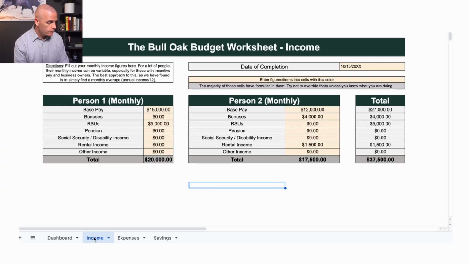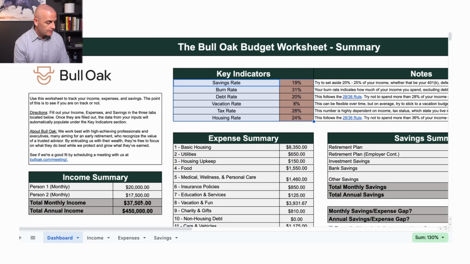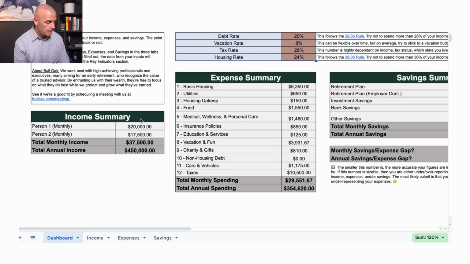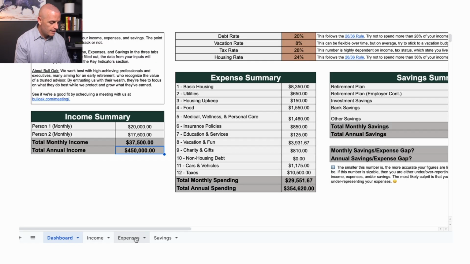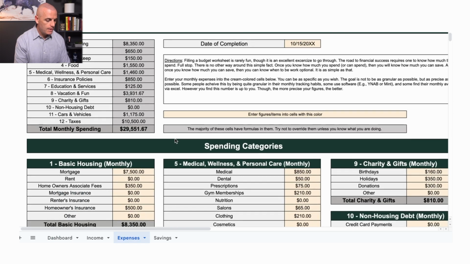And so once you fill out this income sheet, that's going to flow over here into this income summary. So there's the $20,000 for person 1, and then there's the $17,500 for person 2. It's going to combine that in a monthly number, and then it's going to combine that for an annual income number of $450,000. On to the next tab, we have expenses.